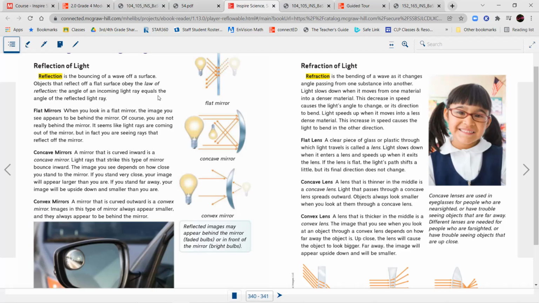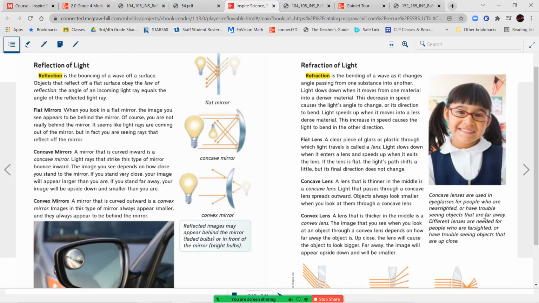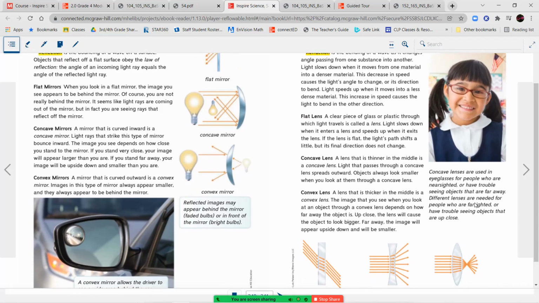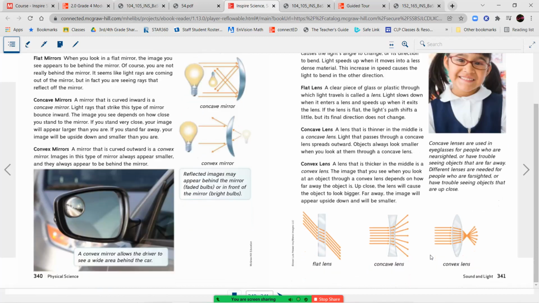So it says over here, if we look at our caption, concave lenses are used in eyeglasses for people who are nearsighted or have trouble seeing objects that are far away. Different lenses are needed for people who are farsighted or have trouble seeing objects that are close. So your concave lenses over here are used for people who wear eyeglasses and can't see things far away very clearly. So if you're sitting in the classroom and you have a hard time seeing the board, but it's easy for you to see the paper in front of you, you're going to get glasses that have a concave lens.